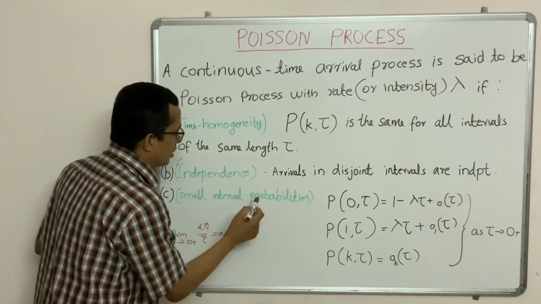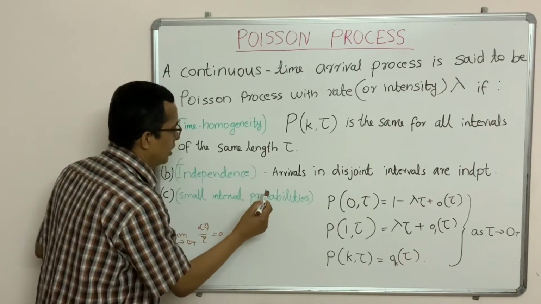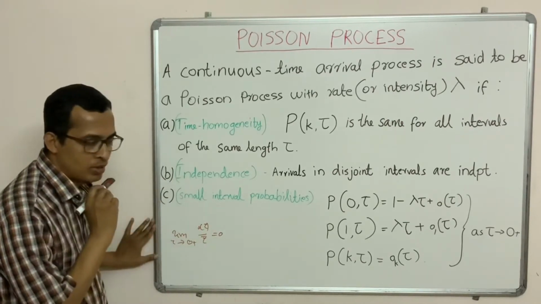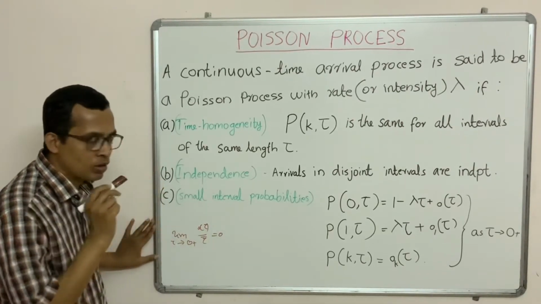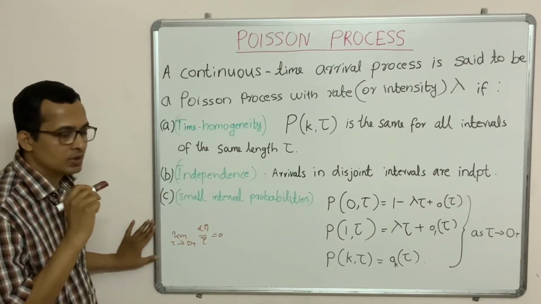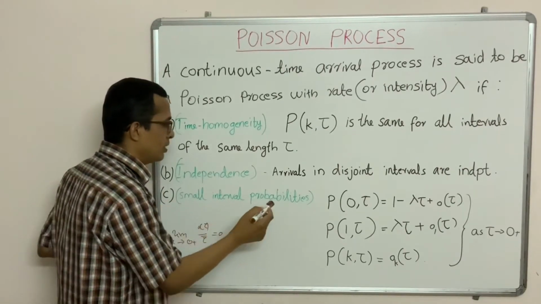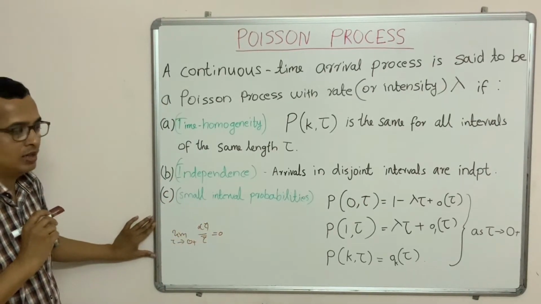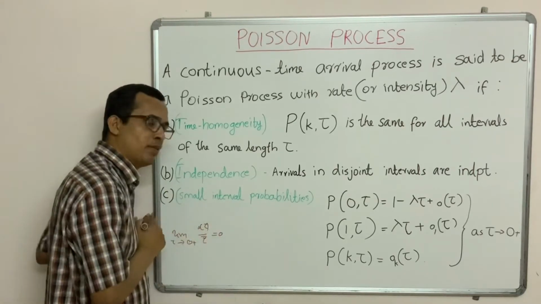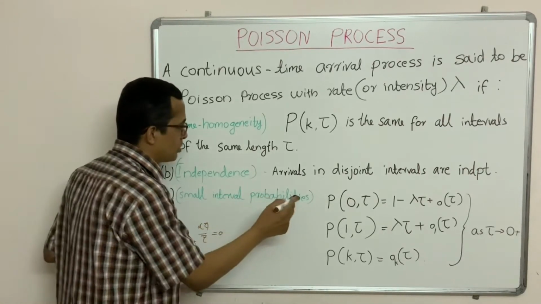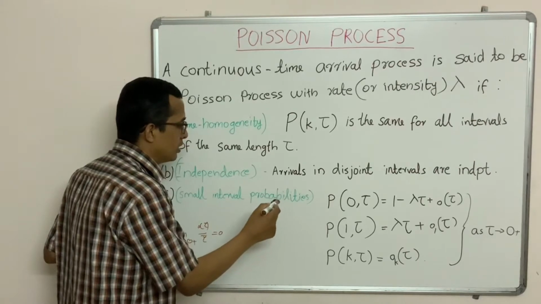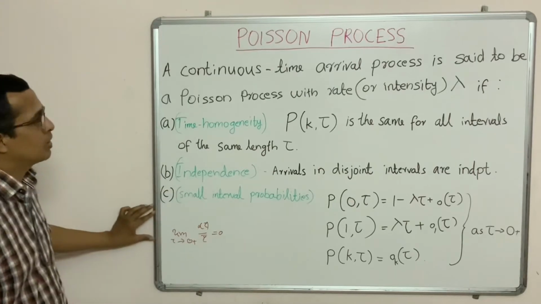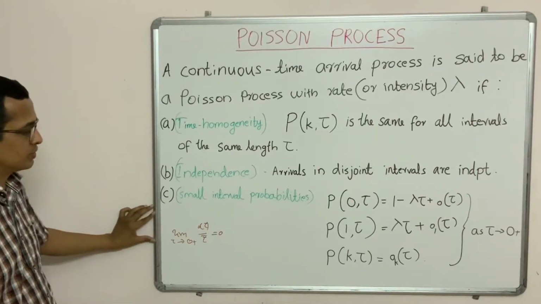So you look at the probability of zero arrivals in any given interval of length tau. Tau is very small. It's approximately 1 minus lambda tau. So this lambda tau plays the role of the parameter p in the Bernoulli process. The probability of exactly one arrival is approximately lambda tau. That's p and 1 minus p. Lambda is the intensity, the arrival rate, and tau is the length of the interval. That's why lambda is called the rate of the Poisson process.